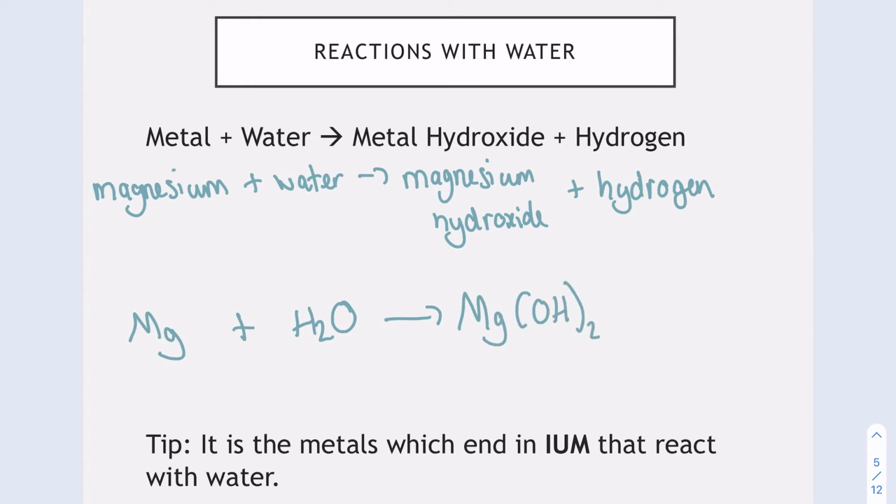Now I've put the OH in brackets. If I didn't do it in brackets, then hydrogen would have a valency of 2, or would have 2 of them, which we don't really want. And then don't forget hydrogen on its own is H2 at the end.